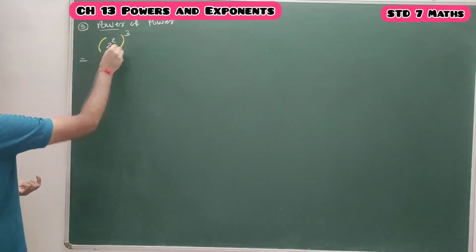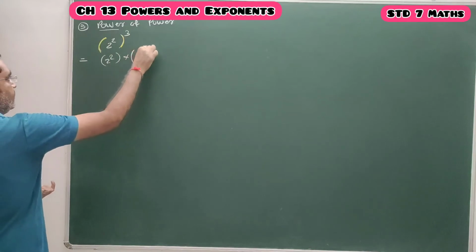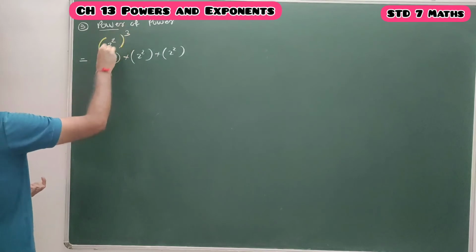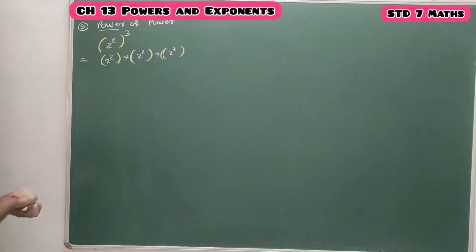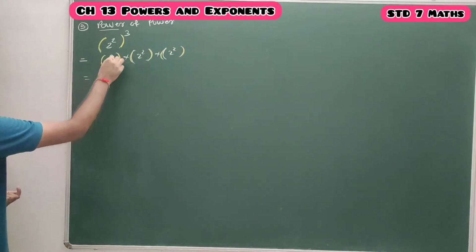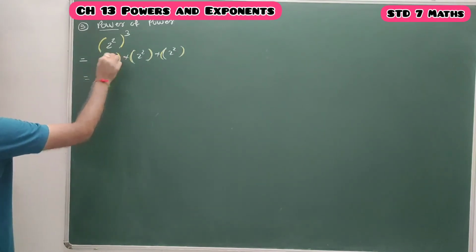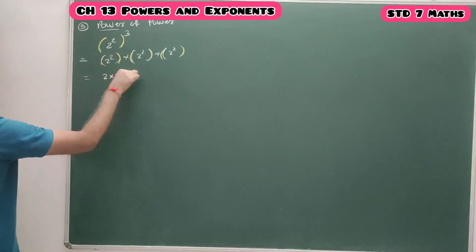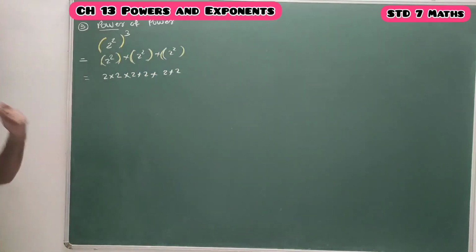We have to multiply this bracket 3 times, so it's 2 square multiplied by 2 square multiplied by 2 square. Here the power 3 is there, so you have to multiply this bracket, that means repeated multiplication 3 times. Again, this base is also in the exponential form, so it's 2 raised to 2. So again, repeated multiplication. You have to multiply 2 with 2, 2 times. So it's 2 into 2. Again, 2 into 2. Again, 2 square is 2 into 2.